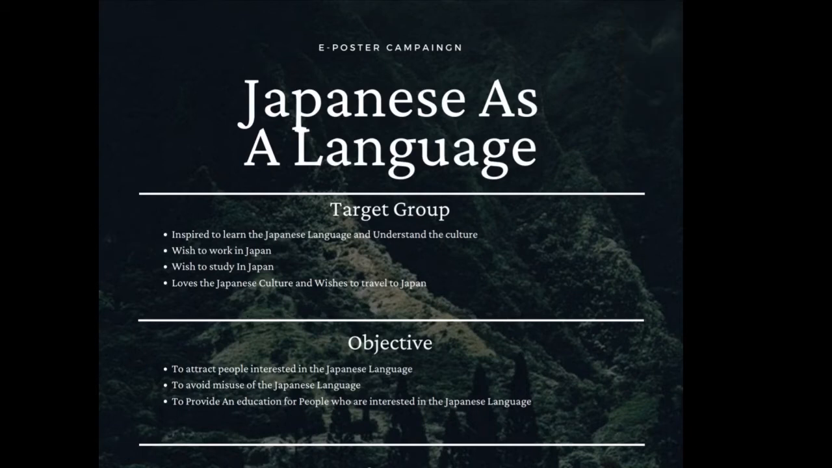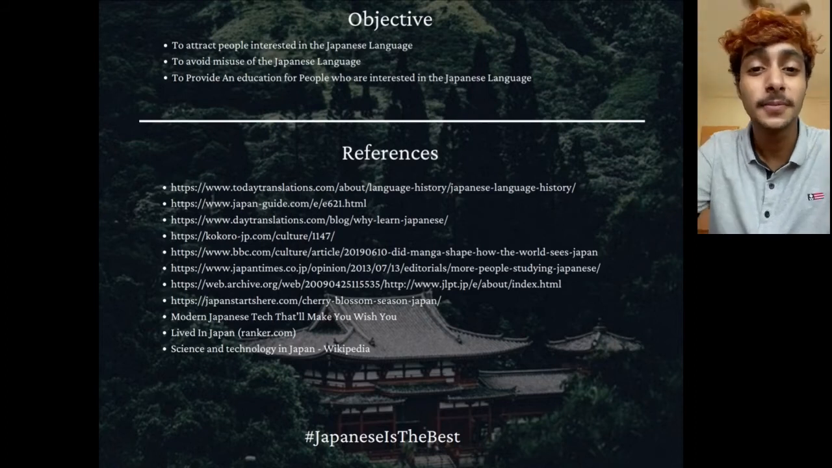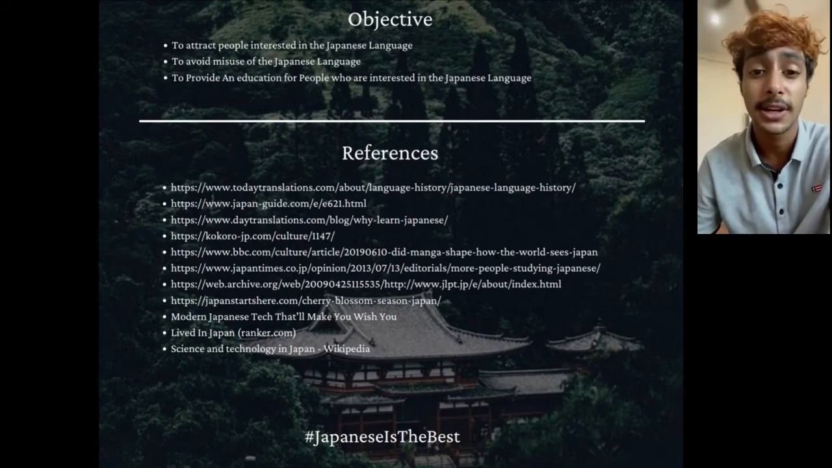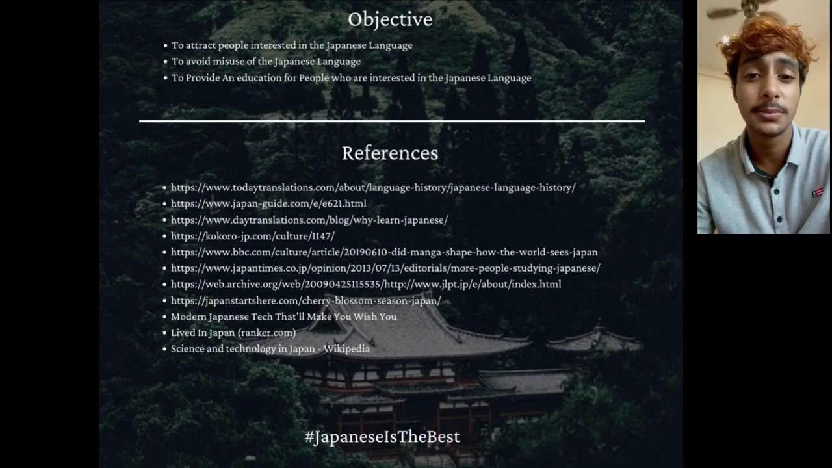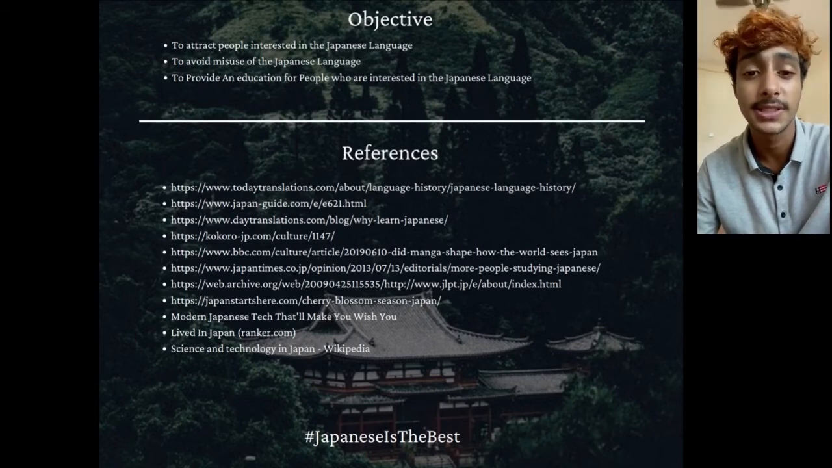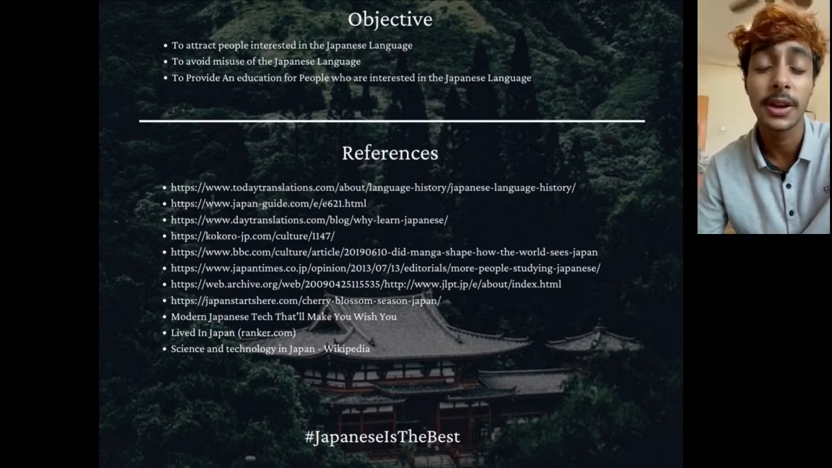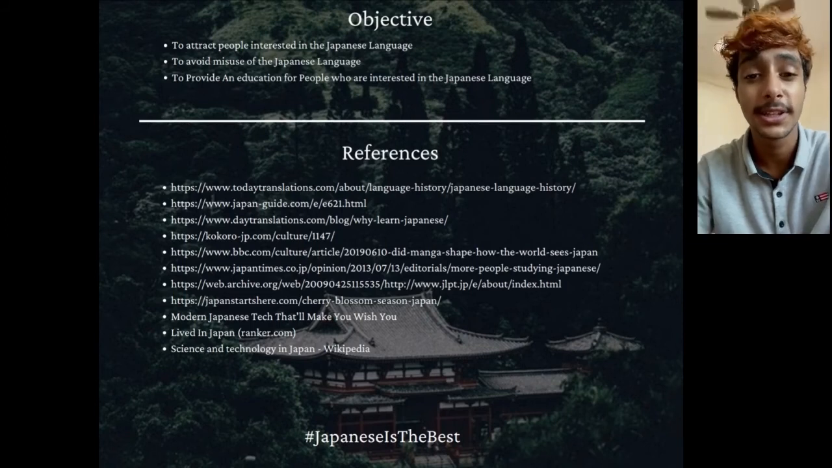I would like to explain the objectives that we set for the Japanese language. The first point is to attract people to learn the Japanese language, which is one of the good languages that has inspired a lot of foreigners. And the second point is to explain that there are many people who misuse the Japanese language. Sometimes they misuse it, like the accent, and sometimes they don't know the grammar of the language. And last but not least, to provide education for people who are interested in the Japanese language.